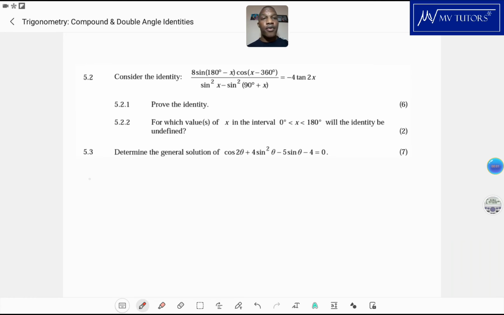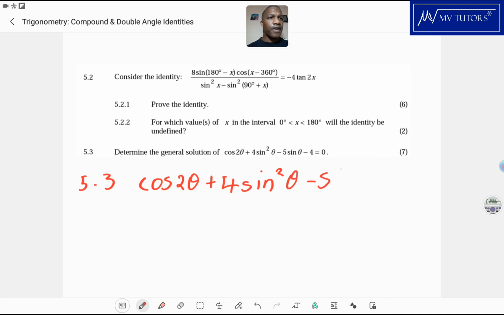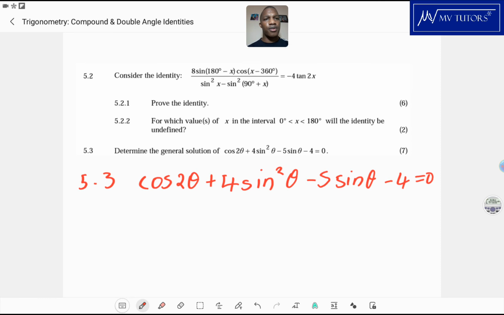Okay, let's do 5.3 now. Getting the general solution. Determine the general solution of cos 2 theta plus 4 sine squared theta minus 5 sine theta minus 4, which is all equal to 0.